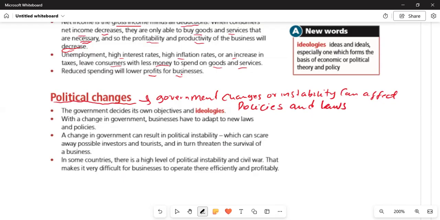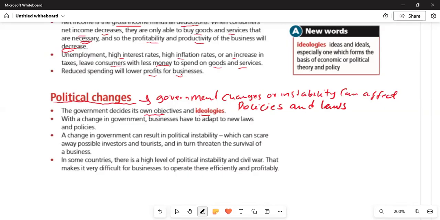For example, the new government raises taxes on imported goods. So you see, that's what we say are political changes or instabilities. Government decides its own objectives and ideologies. So we're talking about the ideas, and when you're talking about ideologies, the government sets its objectives as well as its ideas.